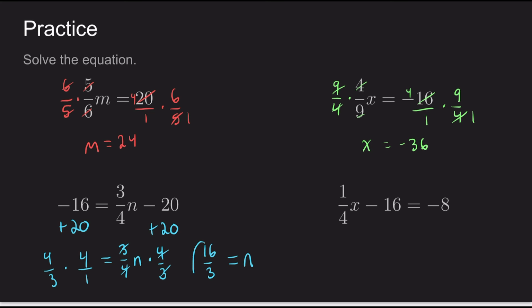And would that be our final answer on a quiz? No, it's not simplified. We got to change it into a mixed number. So how many times does 3 go into 16? I believe it goes in 5 times. 3 times 5 is 15. That means there's 1 left over, right? Oops. 16 minus 15 is 1.